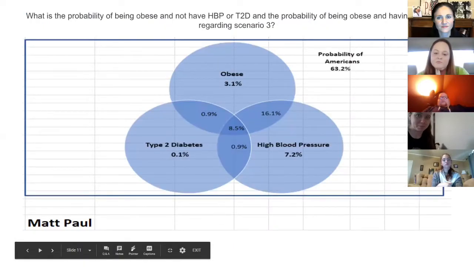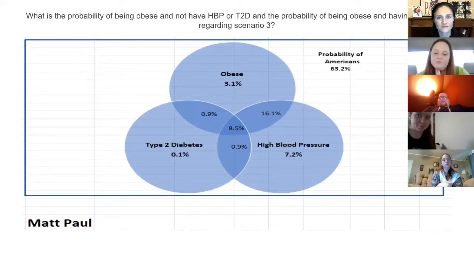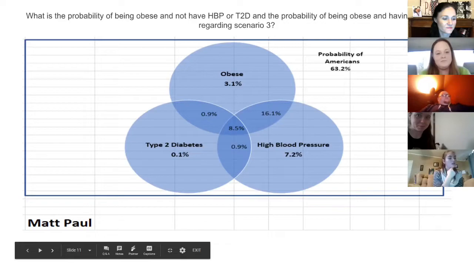And Matt, what is the probability of being obese and not having high blood pressure or type 2 diabetes, and the probability of being obese and having high blood pressure and type 2 diabetes regarding scenario 3? Thank you, Heather. The probability of being obese and not having either type 2 diabetes or high blood pressure is only about 3.1%. And the probability of having all 3 health issues is about 8.5%. And if you have a combination of these health issues, the probability will rise and you will have a greater chance of one issue causing another issue down the road for your health. Thank you, Matt.